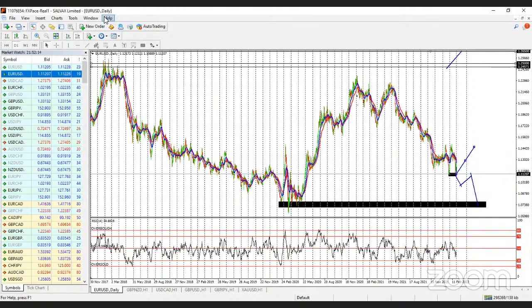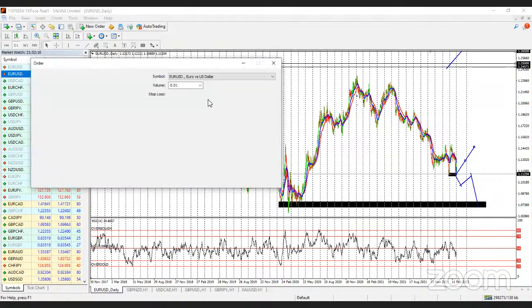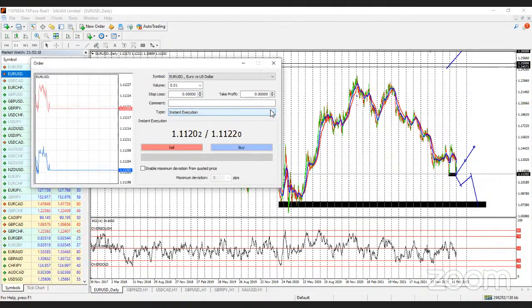So all you need to do is, for instant execution, you can enter the trade immediately. Then after, you know where you want to put your stop loss and take profit. That's the only difference. For instant execution, you can just execute the trade, place buy or sell. Then after, you can come back and put your stop loss and take profit.